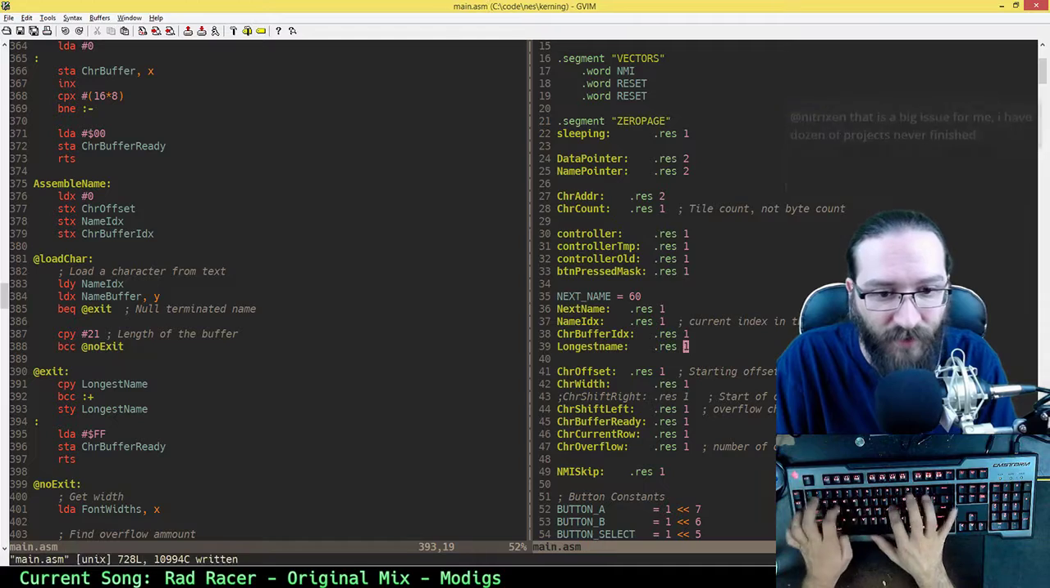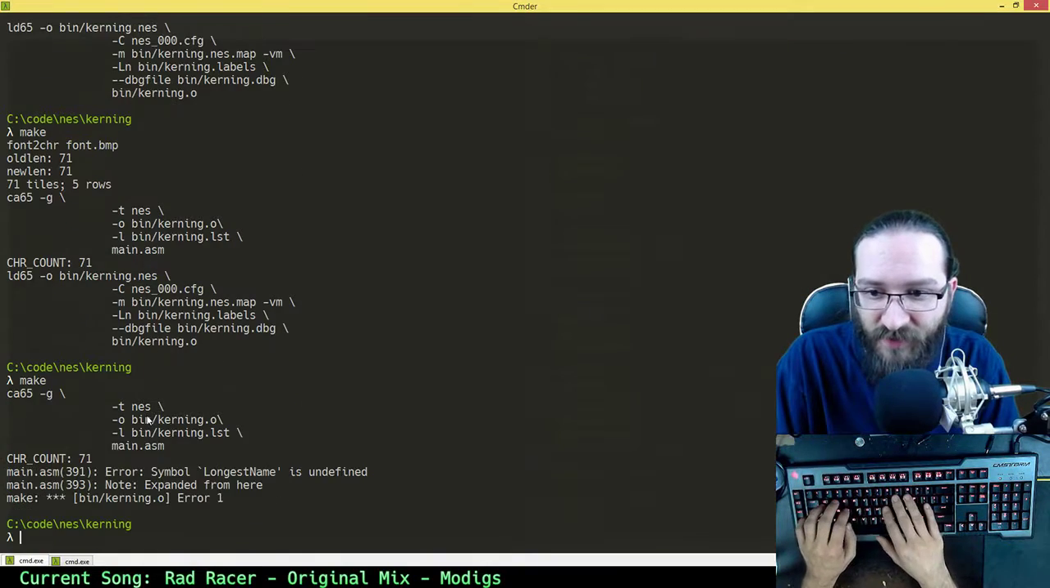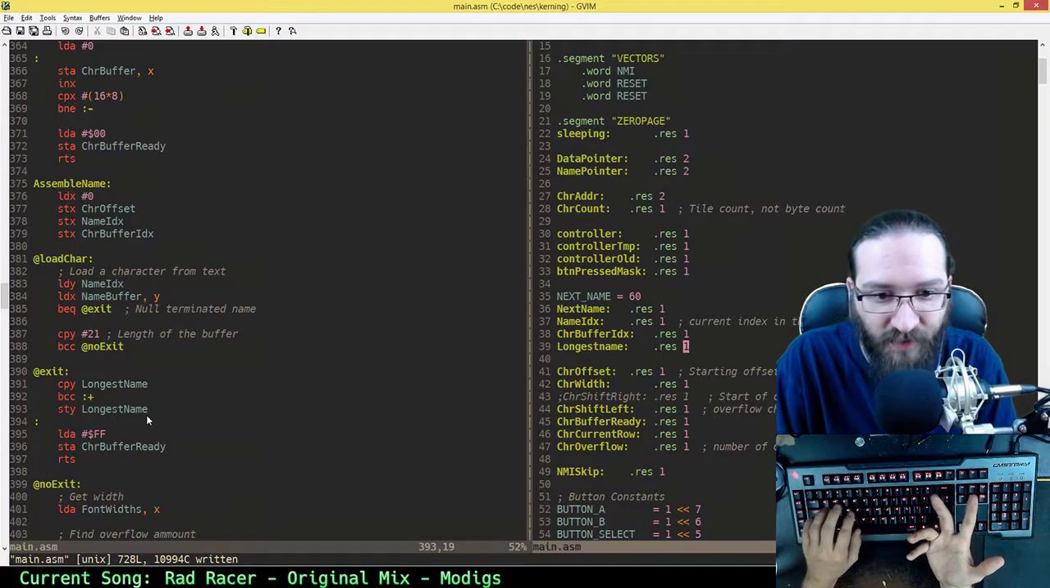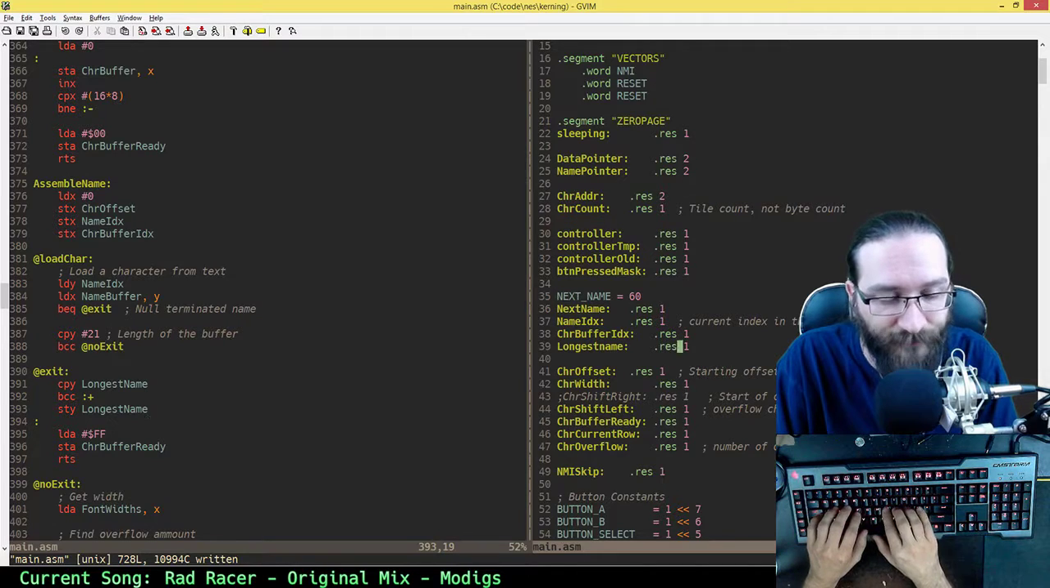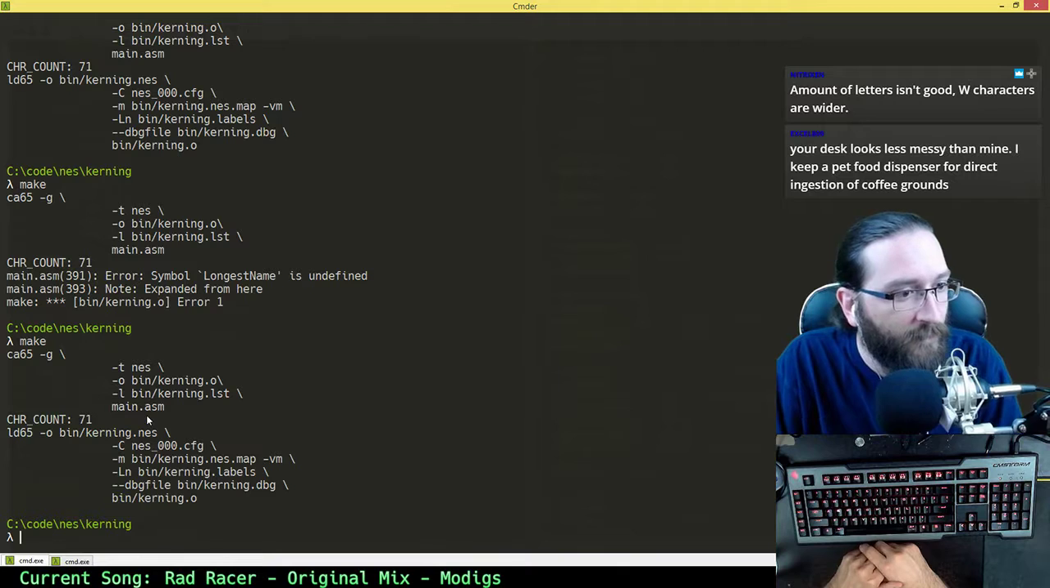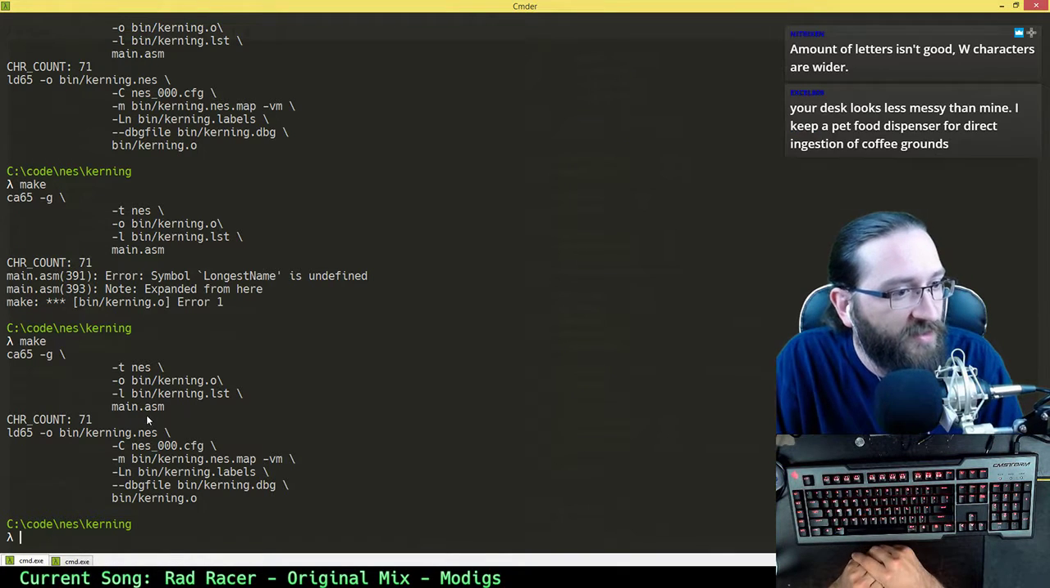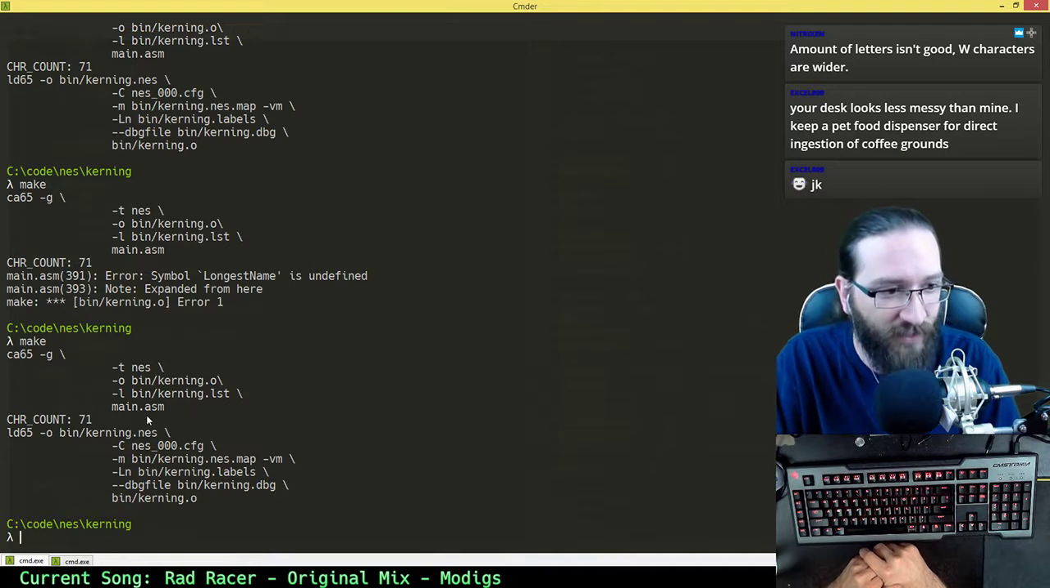Got res 1. Okay. So now I can reassemble this and watch it break. Longest name is undefined. What do you mean? Oh, capitalization. I guess you should truncate strings that are too long, if that's the proper term. That is the proper term, yes.